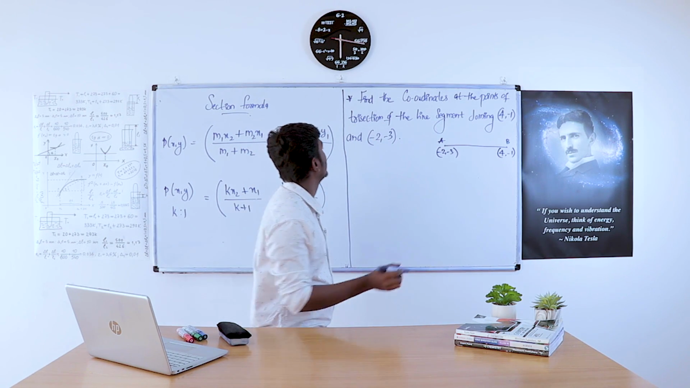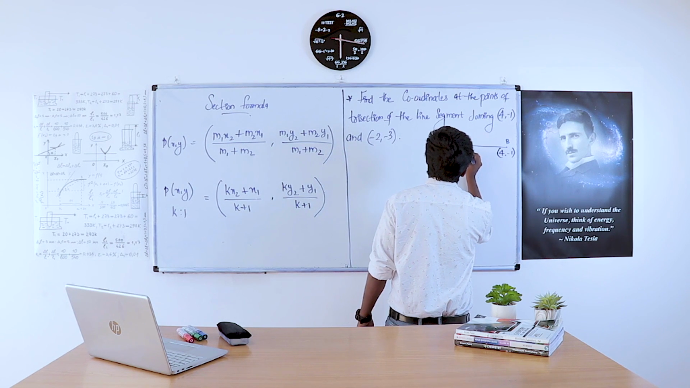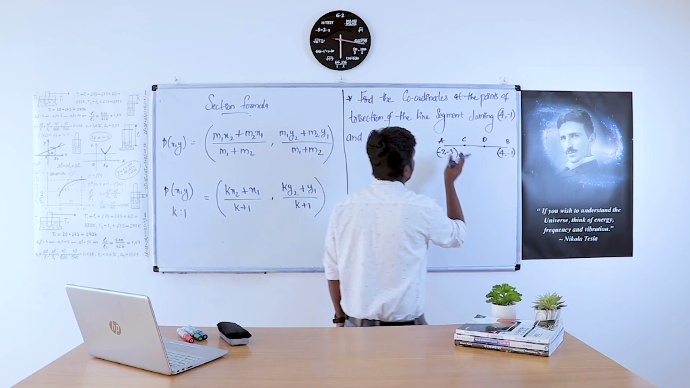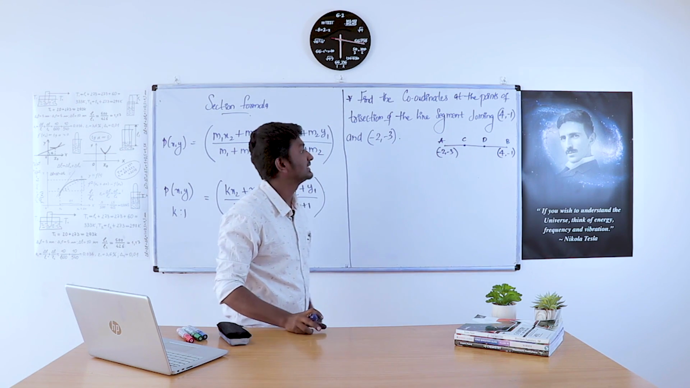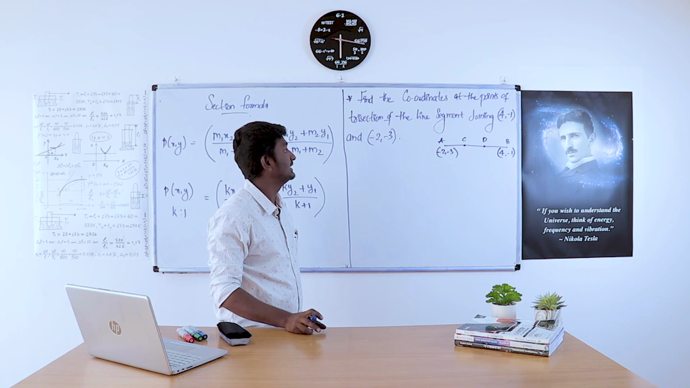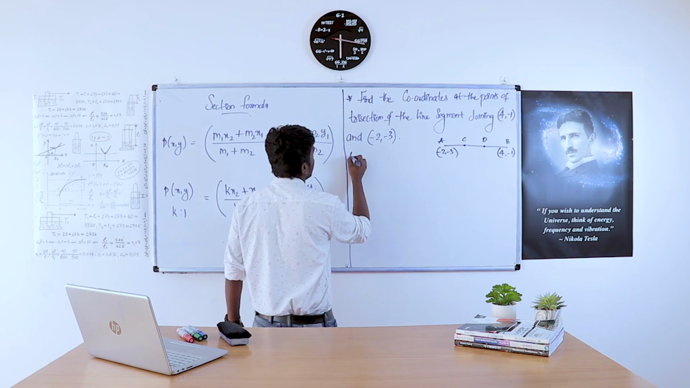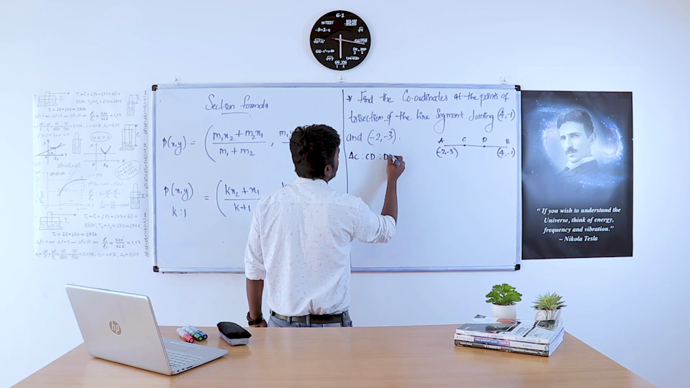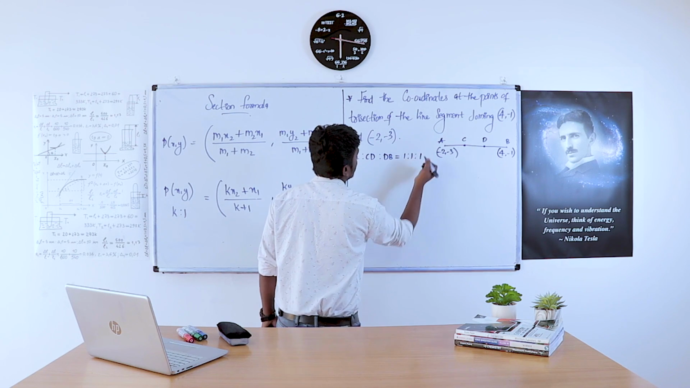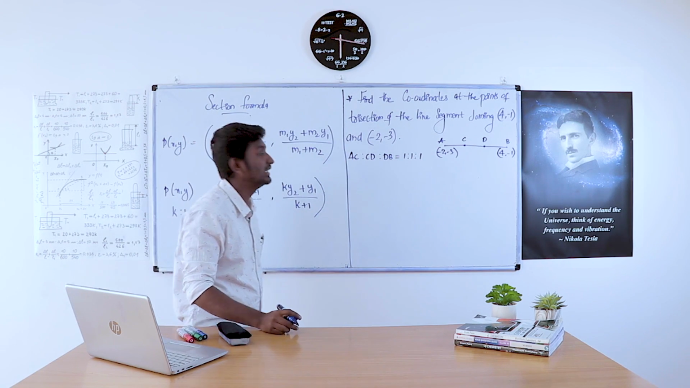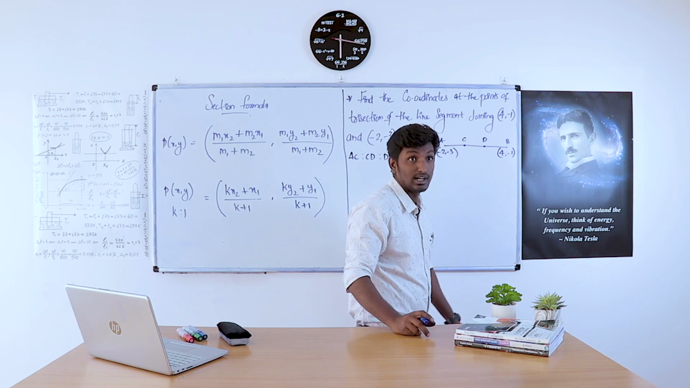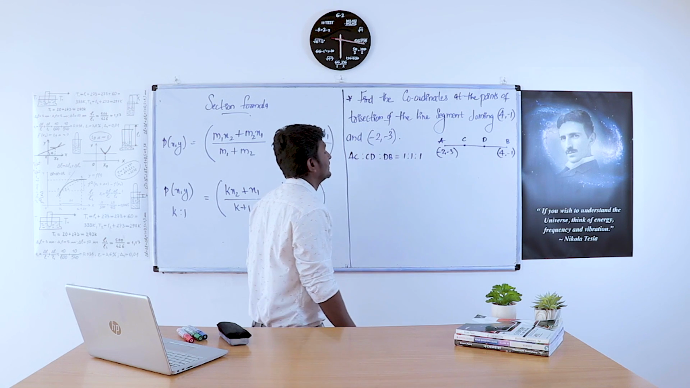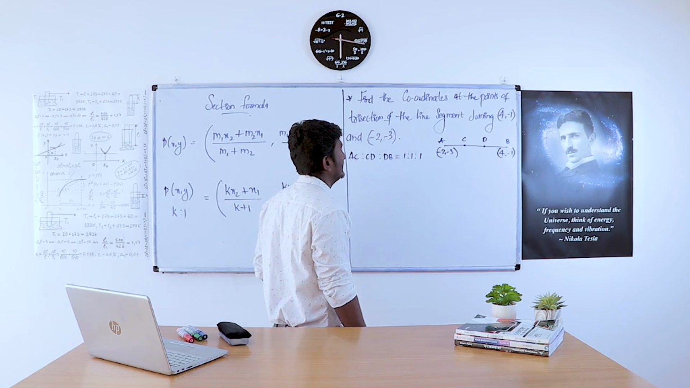We need to find the coordinates at the points of trisection. Trisection means a line segment is divided into 3. Now I am taking 2 more points C and D. Now look, AC, CD and DB. The line segment is divided into 3 sections. Now we can say that AC is to CD is to DB is equal to 1 is to 1 is to 1, because trisection means a line is divided equally into 3 sections. We need to find the coordinates of C and D.